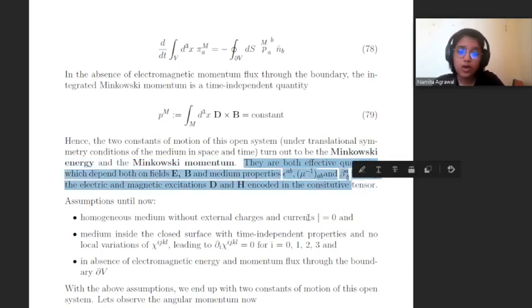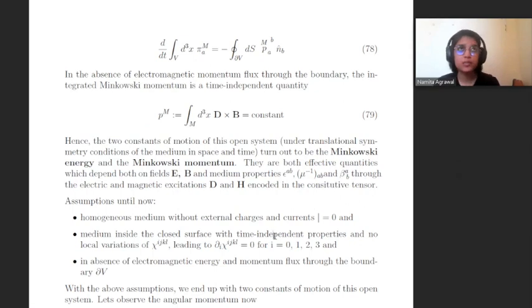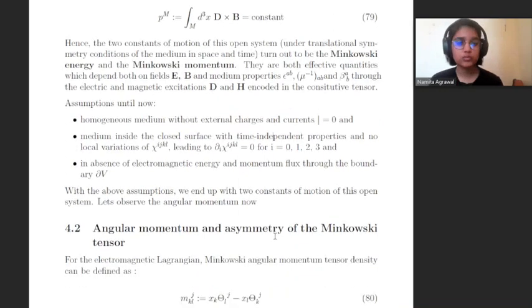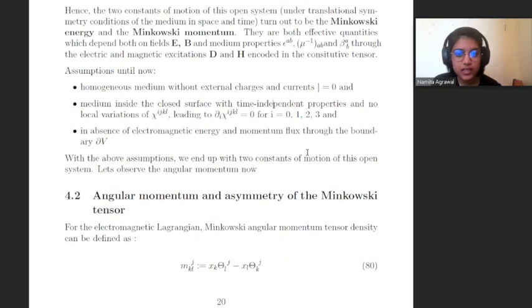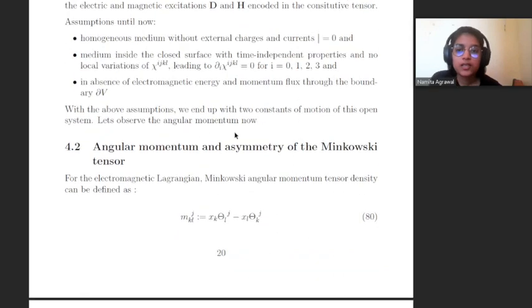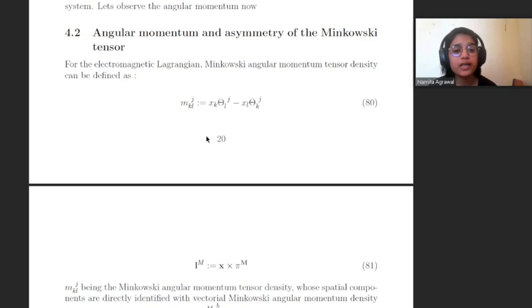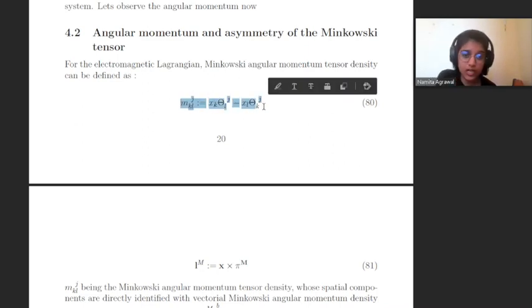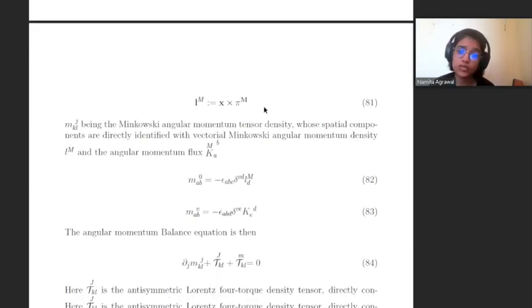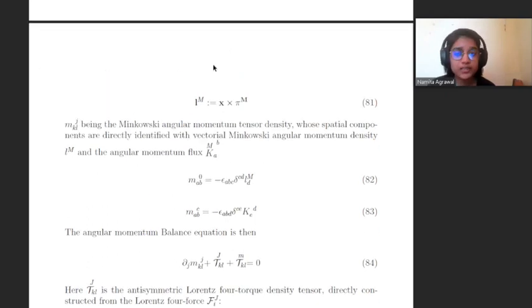Okay, so until now I have arrived at two conserved quantities, energy and momentum. Similarly, introducing a new Minkowski tensor density expression in terms of the stress energy expression, I want to find one more conserved quantity. So I relate the Minkowski tensor density with the vectorial Minkowski angular momentum density, and its components are related to the vectorial terms and the flux by this relation.